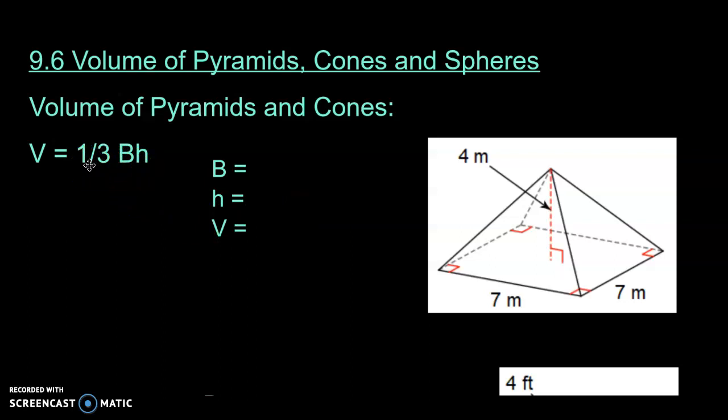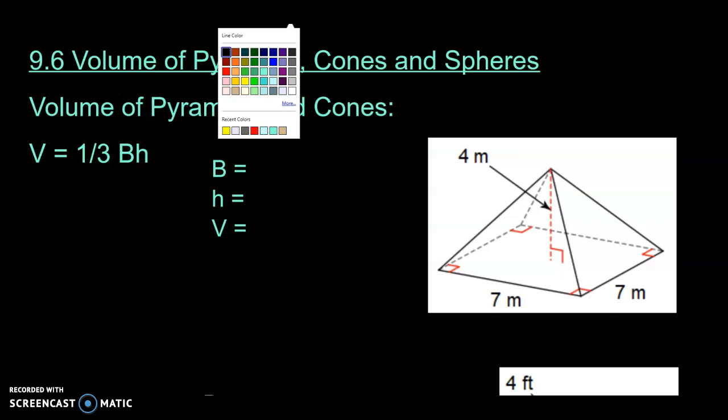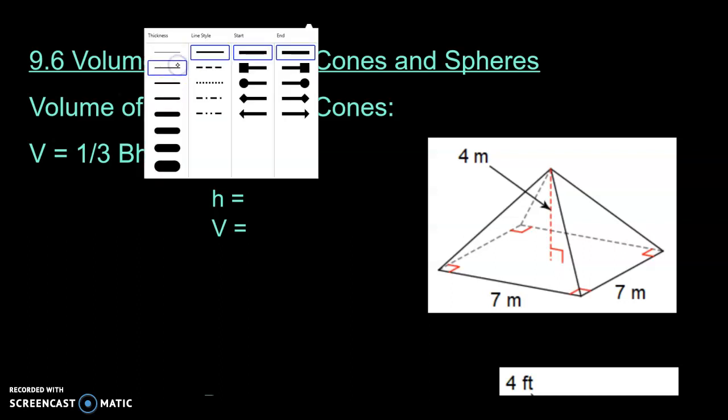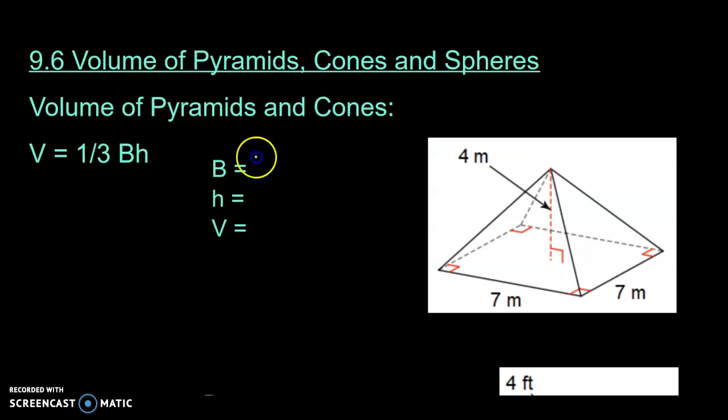But remember your fraction rules. Multiplying by 1/3 is the same as dividing by 3. So you can just take the area of the base times the height and divide it by 3. All right, so for this example here, you look at your base. You have a square-based pyramid. And so in order to find the area of that base, we need to find simply base times height, 7 times 7. The area of the base is 49.